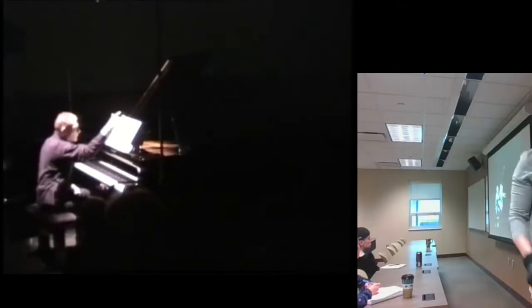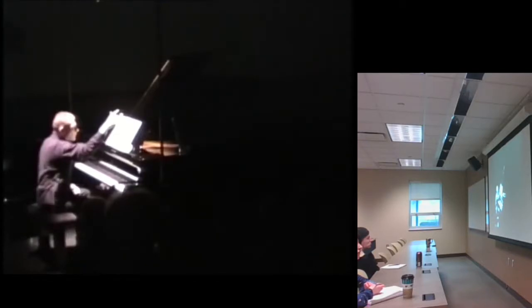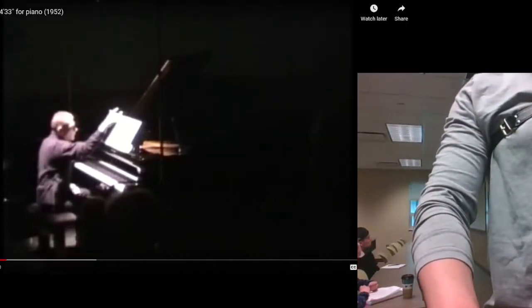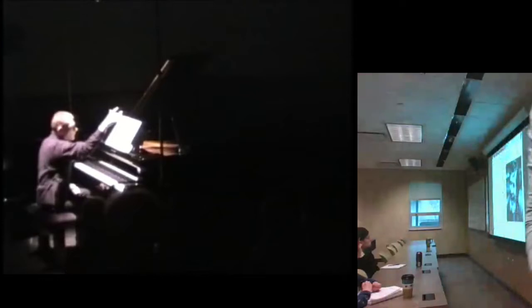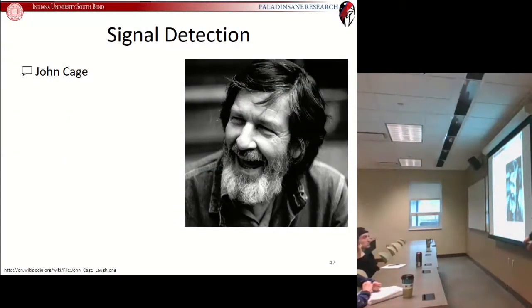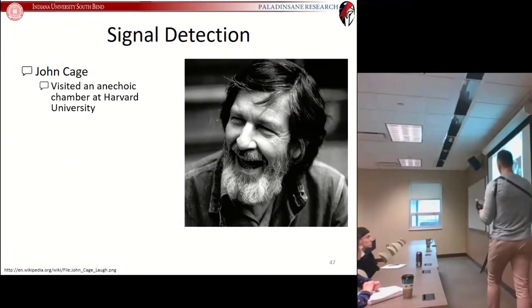He's playing it really, really well. All right, so we're not going to watch the whole thing. It's 4 minutes and 33 seconds of silence. It's 3 movements. There's instructions for him to close and open his piano keyboard, but that's literally it for the entire piece. So this was done by John Cage because he was extremely interested in silence.